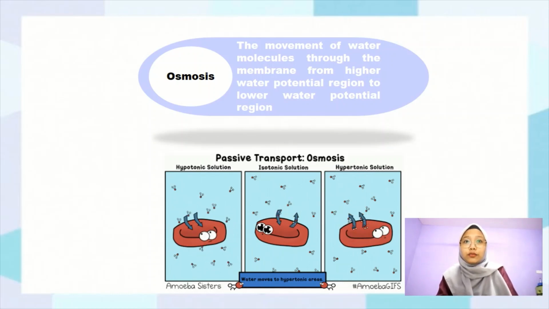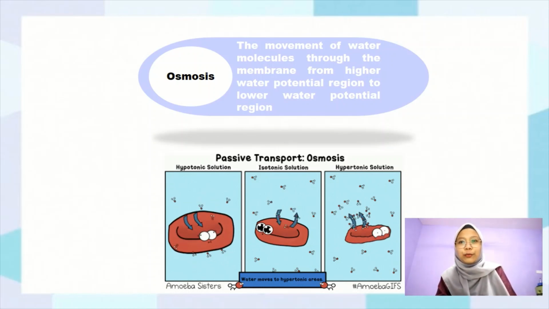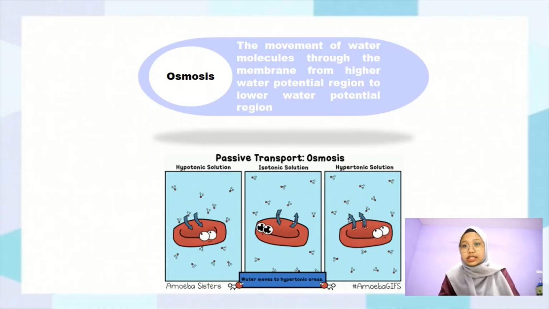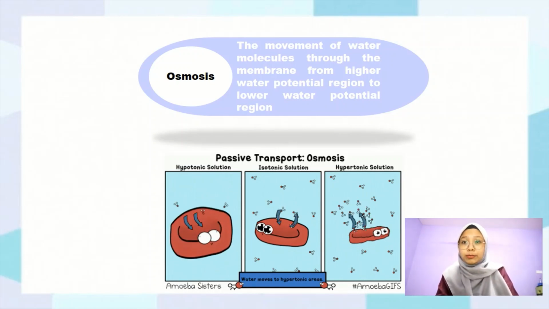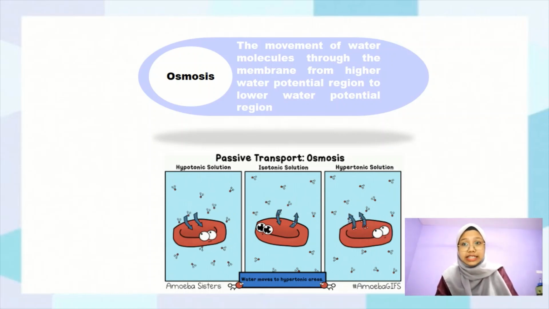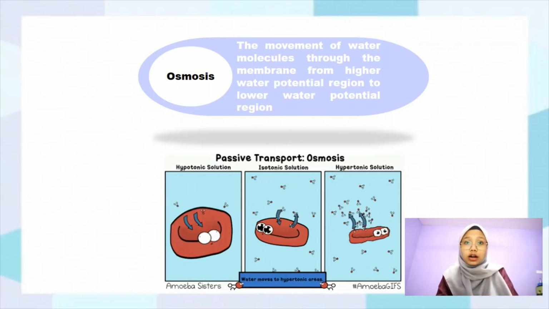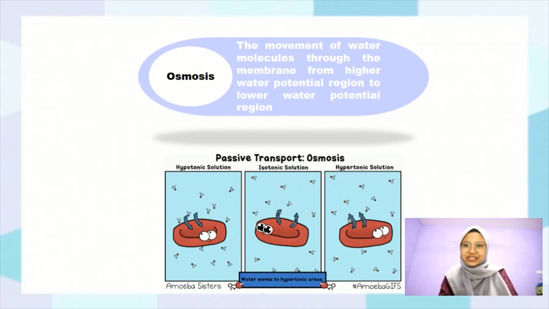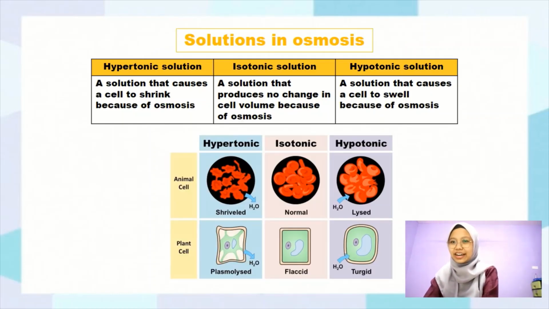So for the last part of passive transport, which is osmosis. Osmosis is the movement of water molecules through the membrane from a higher water potential region to a lower water potential region. Osmosis usually refers to water, and the term water potential can only be used in the osmosis process. There are three types of solutions in osmosis, which are hypotonic solution, hypertonic solution, and isotonic solution. So here are the differences between the solutions in osmosis.